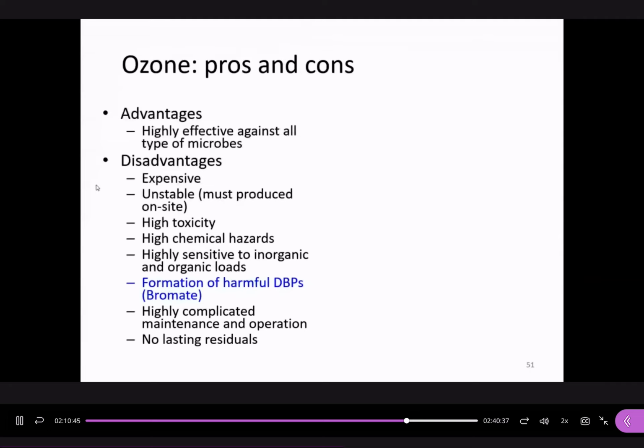by an ozone generator. Highly toxic, with high chemical hazards. Ozone is very reactive and highly sensitive to inorganic and organic loads. It does not form halogenated DBPs, but it can form bromate if there is bromide. So that is the problem with ozone, the formation of bromate. Maintenance and operation are highly complicated, and there is no lasting residue, so you still have to use chloramine as a secondary disinfectant.